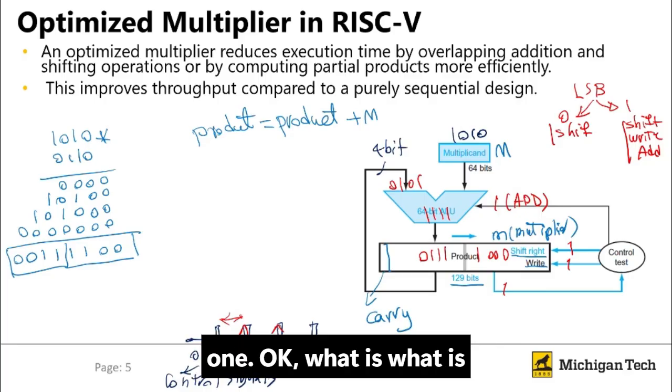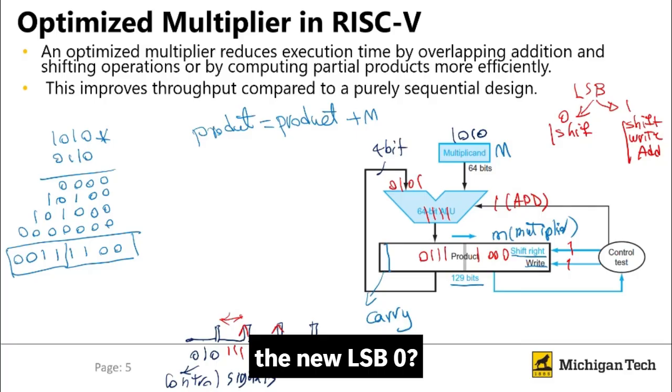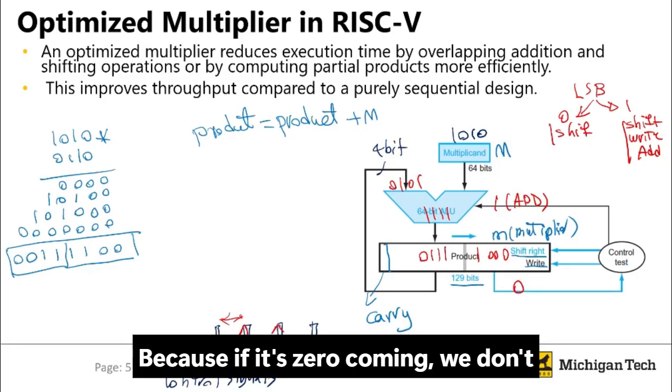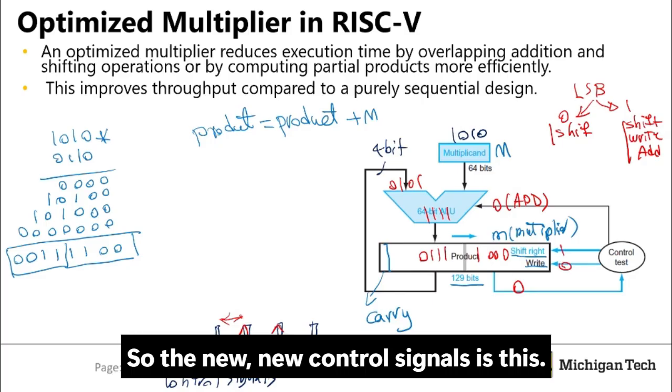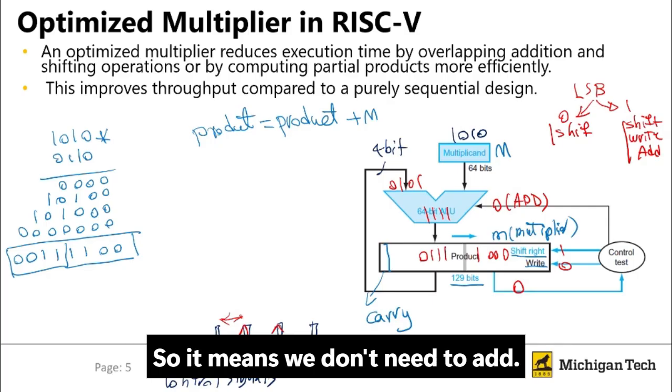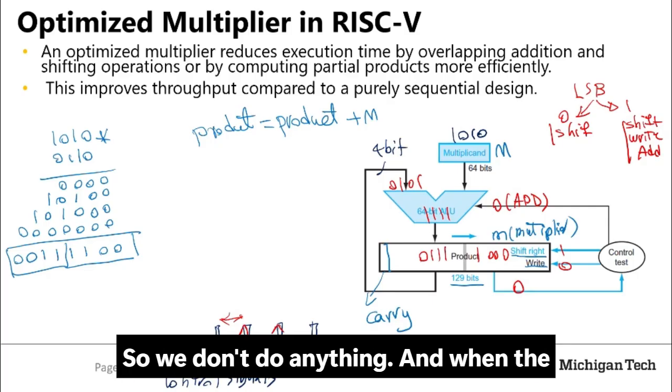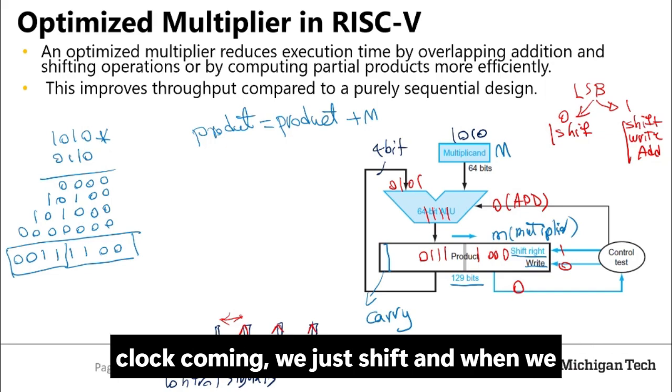Okay, what is the new LSB? 0. Because if 0 is coming, we don't need to add, we just need to shift. So the new control signals are this. It means we don't need to add, so we don't do anything. And when the clock comes, we just shift.